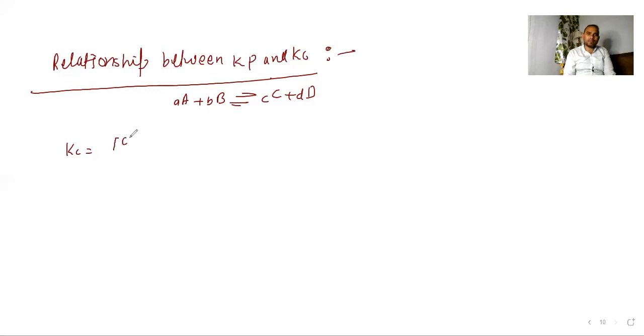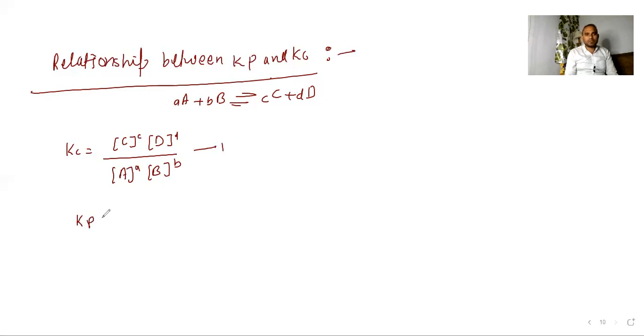Kc equals the concentration of C to the power of c multiplied by the concentration of D to the power of d, divided by the concentration of A to the power of a times the concentration of B to the power of b. And similarly, can you tell me the Kp expression?